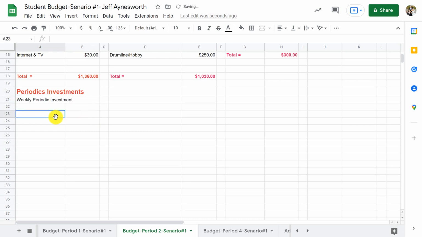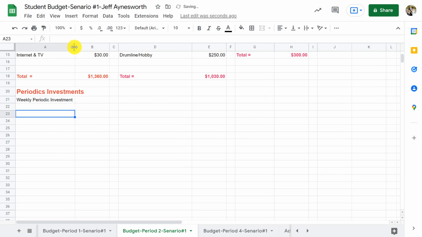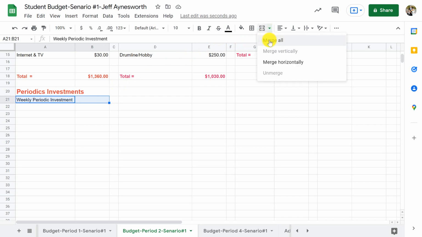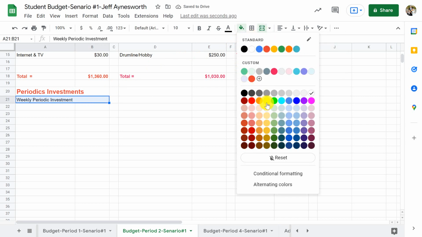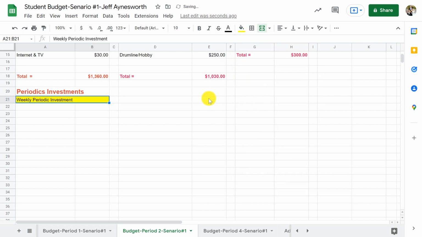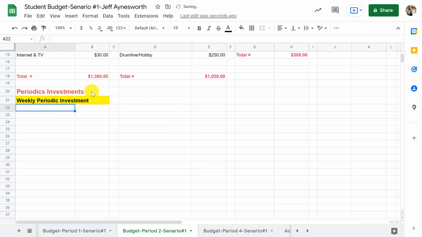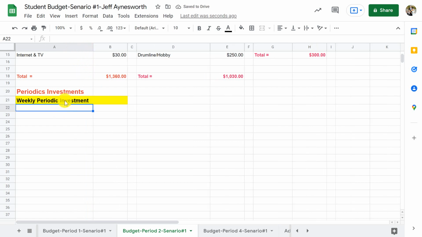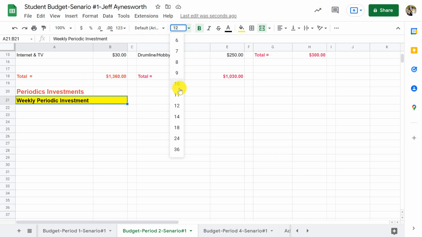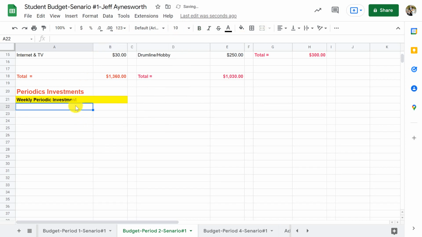Now that title is kind of long, so I'm going to increase the column width a little bit to make it look good. And again, I'm going to make this a title, so I'm going to merge two cells together. And I'm going to choose a different fill color, and I'm going to make it a little bit bigger here. Just formatting a little bit as I go. All right. Oh, I forgot to center it.